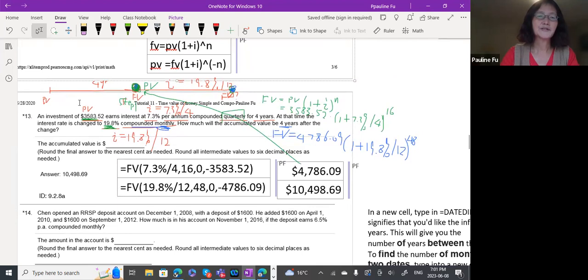An investment of $3,583.52 earns interest at 7.3% per annum, compounded quarterly for 4 years. At that time, the interest rate is changed to 19.8%, compounded monthly. How much will the accumulated value be 4 years after the change? These are typical 2-step questions. Those 2 steps involve different interest rates. So let's draw a diagram to analyze the question first.